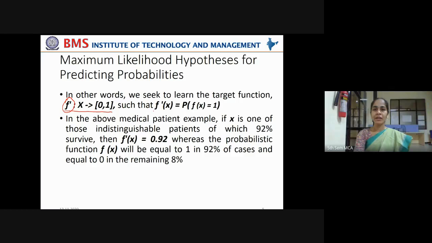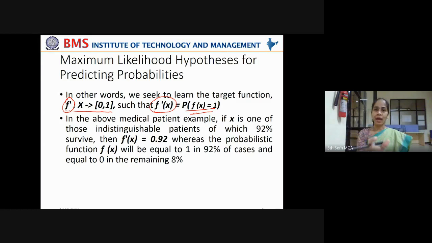Now, such that f dash of x is equal to the probability that f of x equals 1. It means if that training example's output equals 1, then you can count it as that particular patient symptom having occurred. You have encountered a patient with that particular symptom. Okay, that is what you mean by probability of f of x equal to 1.